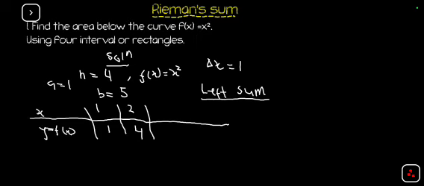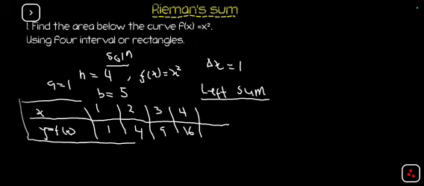Now note, we are doing up to x4. When we get to x4, we stop. x5 is not included for the left sum. So we have 3, and 3 squared is 9, and then the last one is x4, which is 4, and squared will be 16. So this is how the table will look. We want to get all our data before we start answering the question itself. So this is our data.